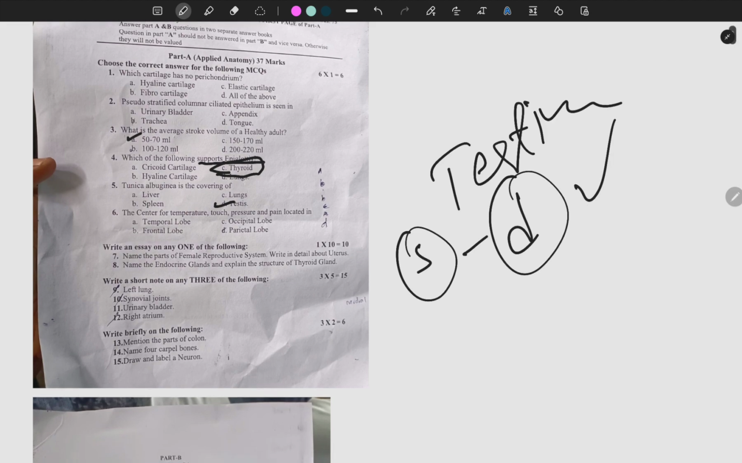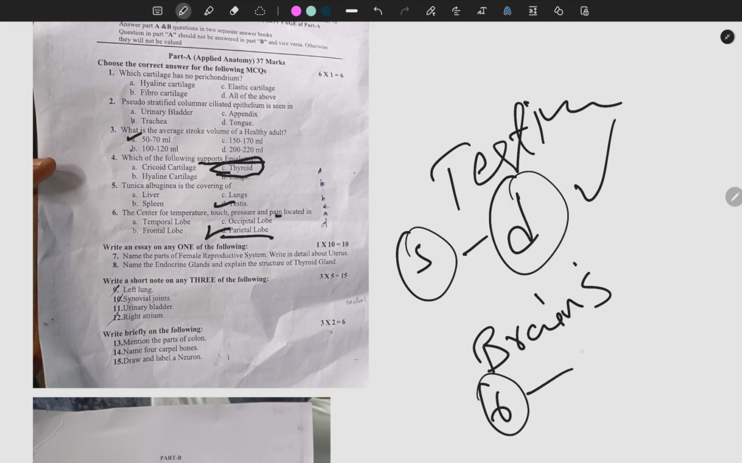The sixth one is the center for temperature, touch, pressure, and pain. In our brain we have so many centers. The temperature, touch, pressure, and pain functions are controlled by which lobe of the brain? The right one is option D, parietal lobe. For the sixth question, D is the right answer.